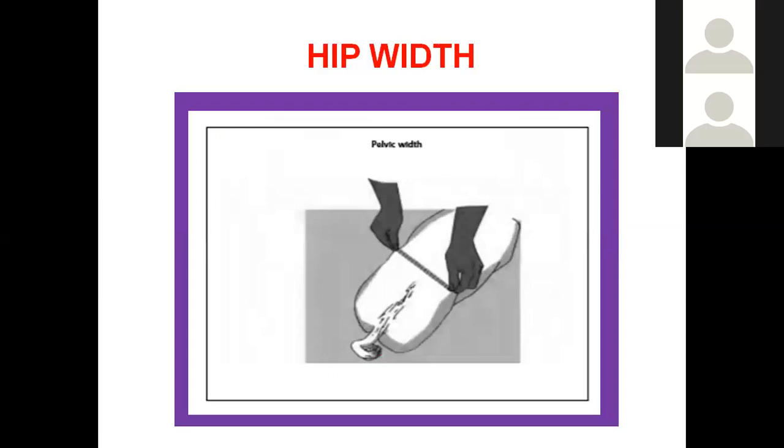Next is the pelvic width. So this is how we measure the pelvic width. From both the right and the left edges, we have to measure the pelvic width. Again, it will be clear when I talk about the goat grading.